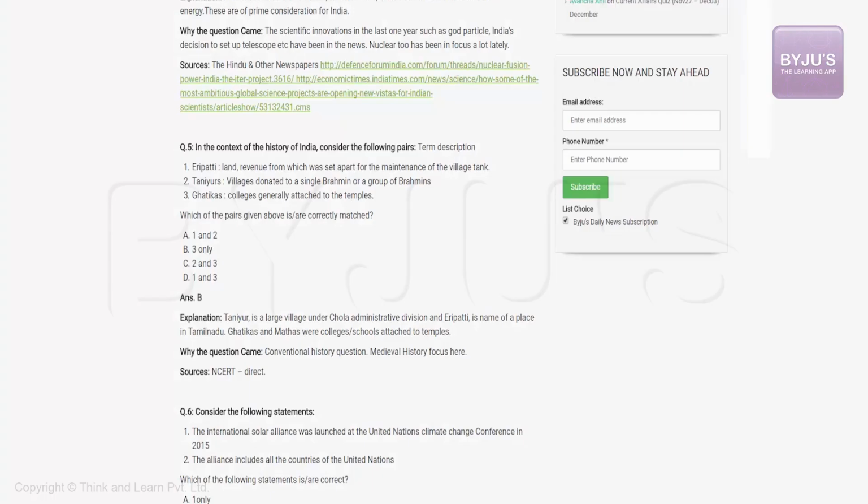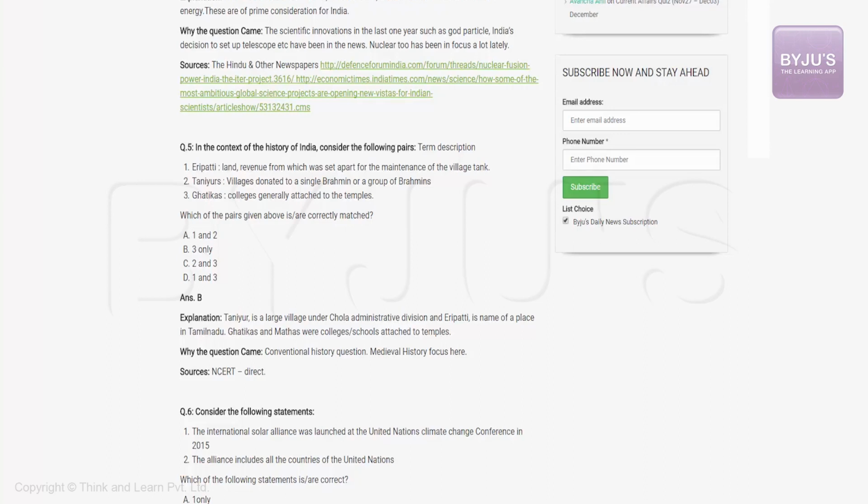Okay, because if you look at it, the United Nations has so many countries, right? Would every single country be part of an international solar alliance? Will it be a global movement? Chances are very less. At least 1 or 2 countries will be out of it, right? So we will say 2 is out. If 2 is out, we have to look at those options which do not include 2, right? The options which do not include 2 are only A and D. Okay, you have to choose between A and D.